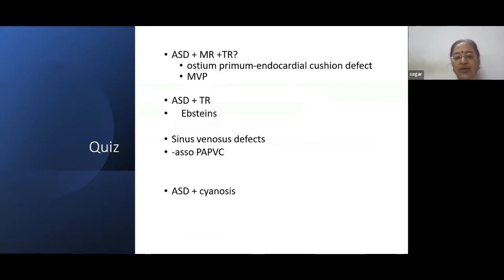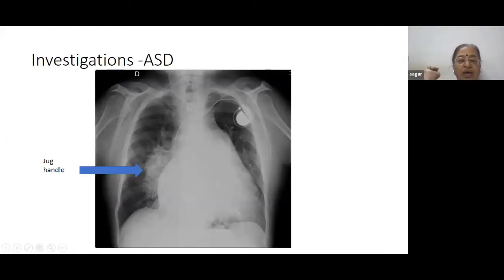When you get an ASD with a cyanosis, what will you think of? Either an Eisenmenger's or a TAPVC or a PAPVC, which we will talk about later. So an ASD can have these associated things: an ostium primum you think of when there's an MR and a TR, an Epstein's when you get a TR, a sinus venosus defect can be associated with the PAPVC, and with cyanosis you will think of an Eisenmenger's and a TAPVC. Now let's go on to the investigations in an ASD.